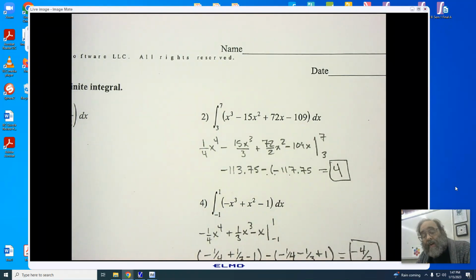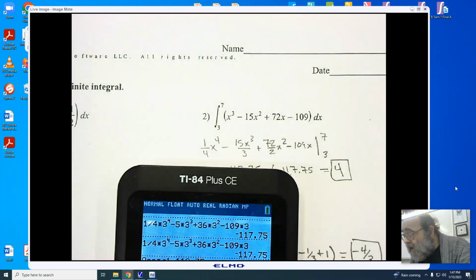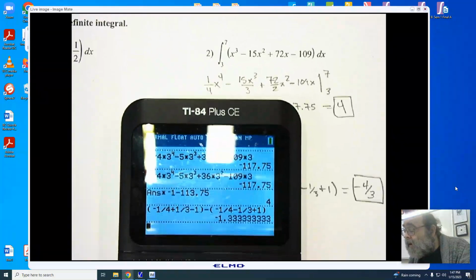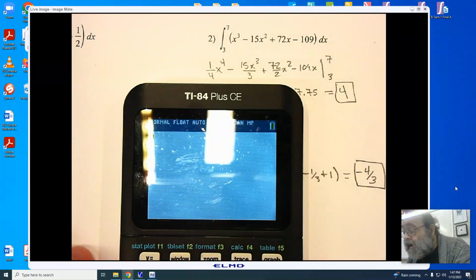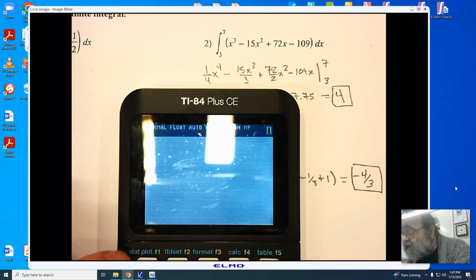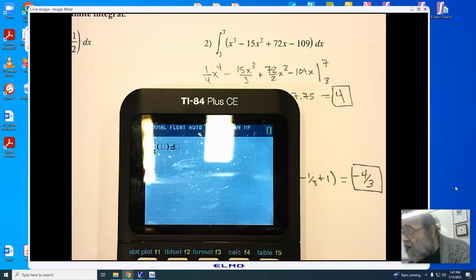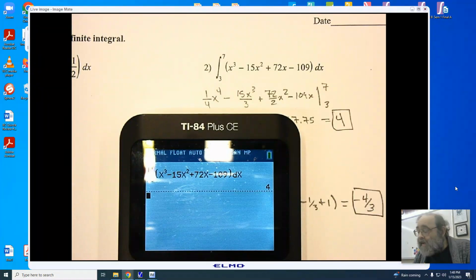I've gone over this with my students, but if you haven't done it yet, you may want to just practice using your calculator and plugging it in to see what you get. There are a couple of ways you can do this. The easiest is to just hit Math 9, go from 3 up to 7, and then put in your x cubed minus 15x squared plus 72x minus 109. Then don't forget to hit dx and hit enter. You'll notice you get the same value, and that's option 1.